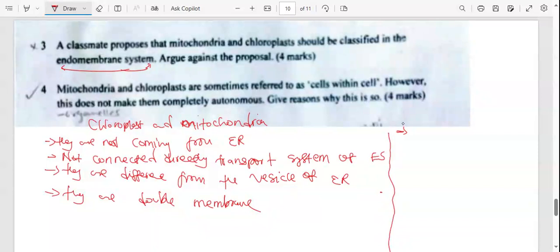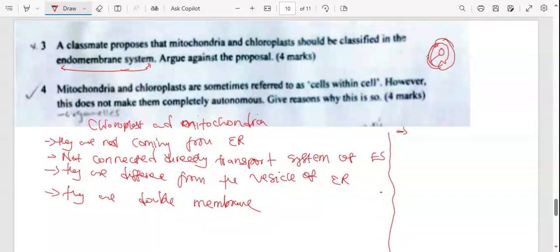This endosymbiosis states that the chloroplast and the mitochondria existed before. They were prokaryotes. What happens is that they were engulfed by other prokaryotes, and they became part of that. So that was about 5 million years ago. So that's what happened.